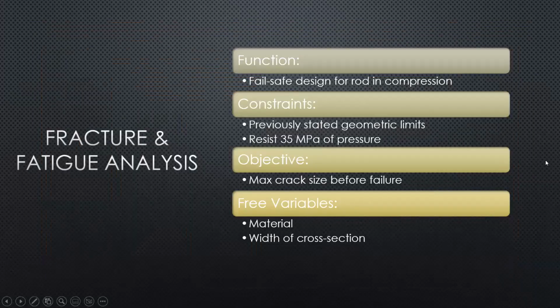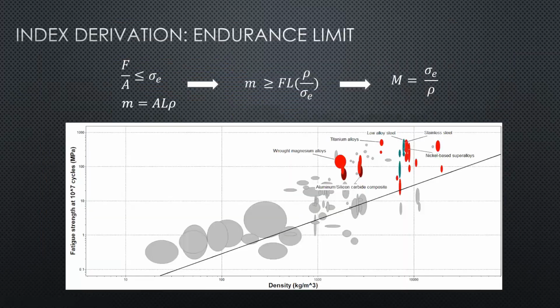In regards to fracture and fatigue, we considered a fail-safe design for the rod in compression. As for our constraints, they were similar to those used prior. However, our objective now was to maximize the crack size before failure, since our component cannot reach failure. As for the free variables, similarly as before, material and the width of the cross-section. For the derivation, we calculated the endurance limit over the density, which gives us our fracture to mass profile.